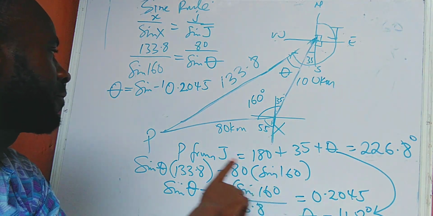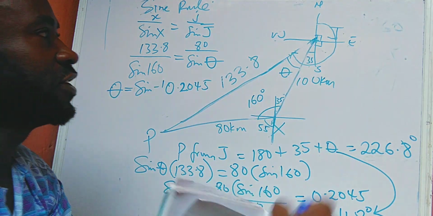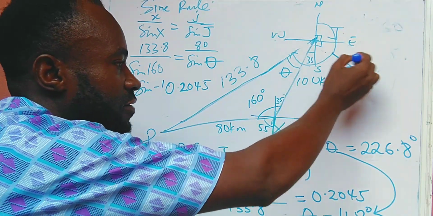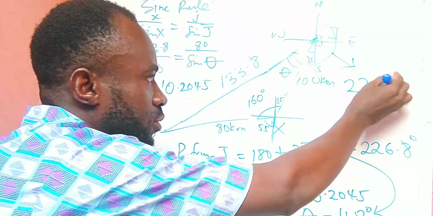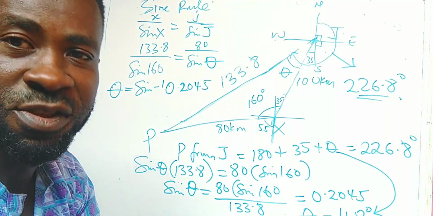The bearing of Peter from John, this entire angle here, gives us 226.8 degrees.